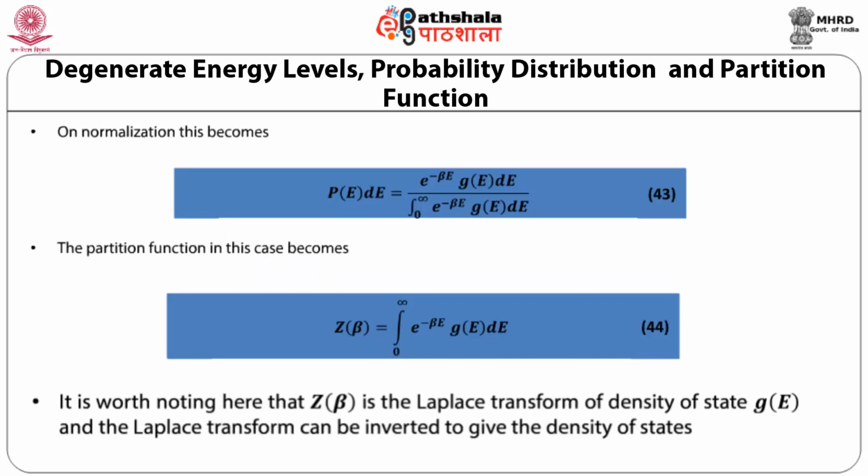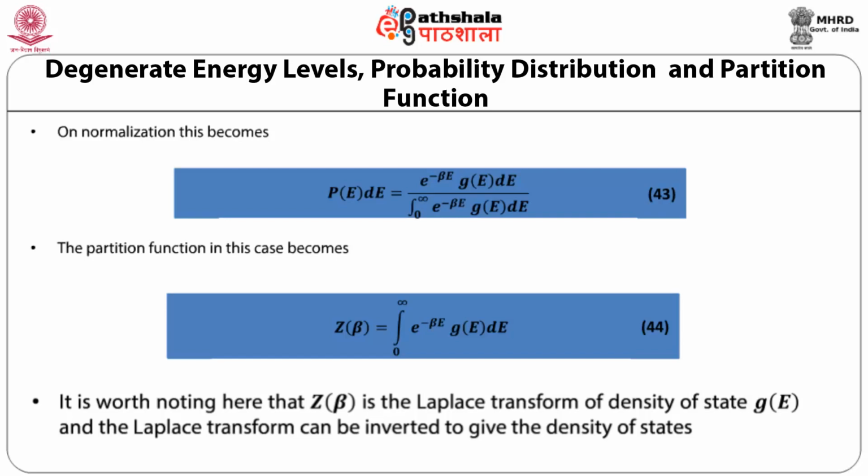Thus, P(E)dE is proportional to e raised to power minus beta E g(E), that is the density of states, multiplied by the energy interval dE. On normalization, this becomes P(E)dE equal to e raised to power minus beta E g(E) dE divided by the integral from 0 to infinity of e raised to power minus beta E g(E) dE. The partition function in this case becomes Z(beta) equal to the integral from 0 to infinity of e raised to power minus beta E g(E) dE.